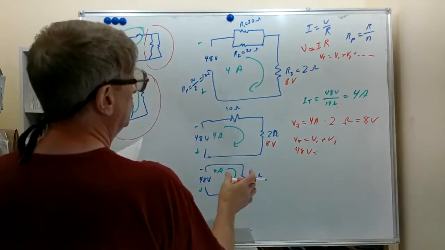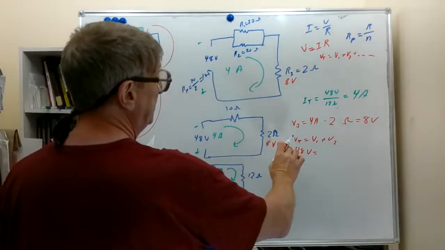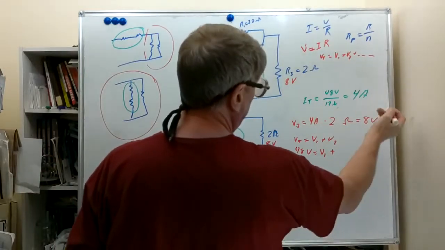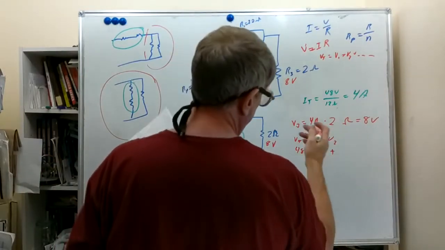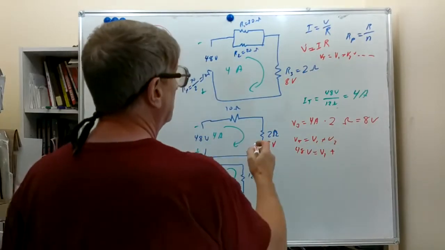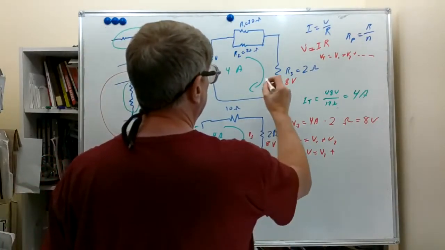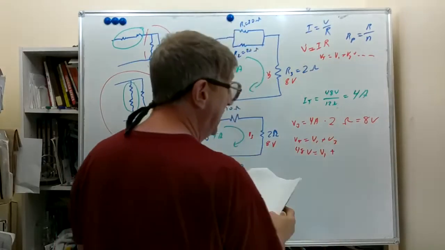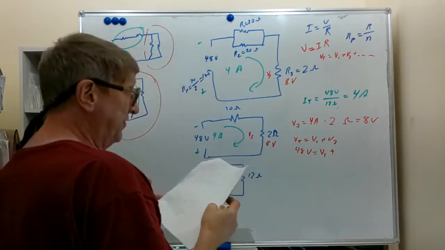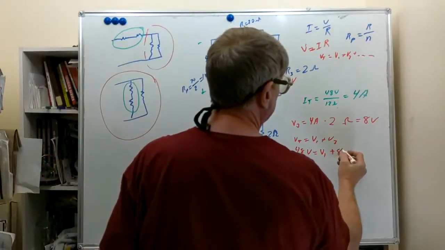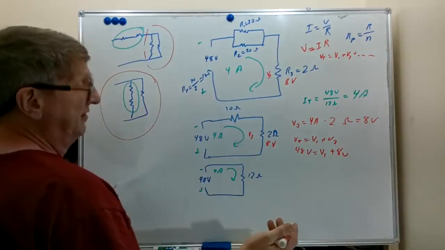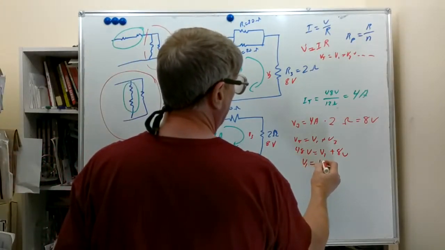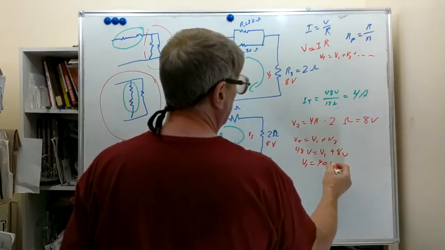V1 we do not know yet, but we do know V2, so we leave V1 as a variable plus the 8 volts. So the voltage total equals V1 plus 8 volts. And if we solve this, it ends up being V1 equals 40 volts. We simply subtract the 8 volts from both sides.